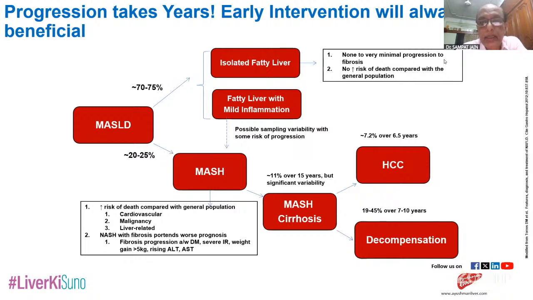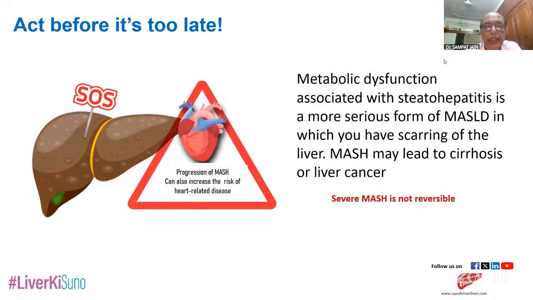11% of them over 15 years can develop cirrhosis. And out of those, 7.2% over 6.5 years may develop hepatocellular carcinoma, or 20 to 45% over 7 to 10 years can go on to decompensated liver disease. So there is an increased risk of death compared with the general population with MASH, either cardiovascular, malignancy, or liver related. MASH with fibrosis portends the worst prognosis. Fibrosis progression is associated with diabetes, severe insulin resistance, weight gain of more than 5 kgs, and rising SGPT, SGOT. So we should act before it is too late.